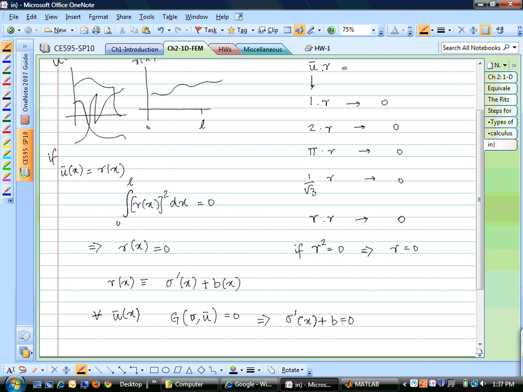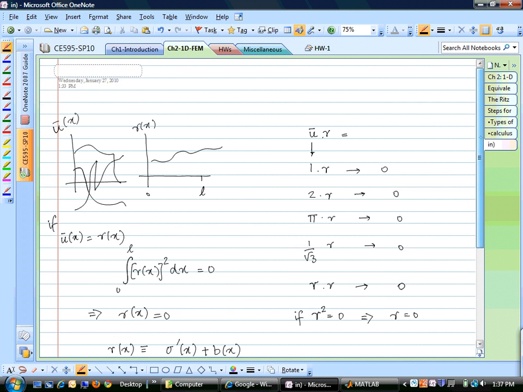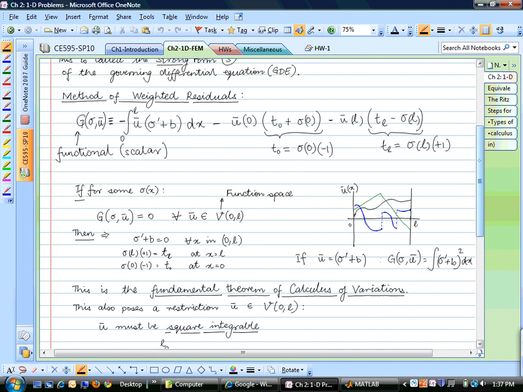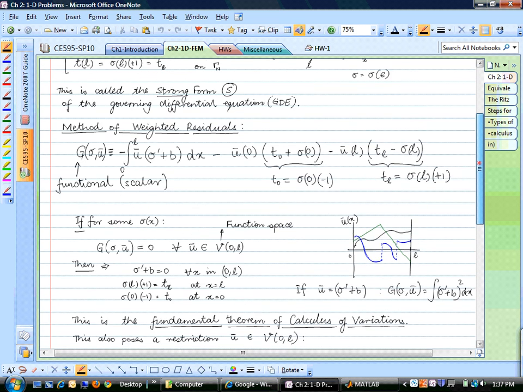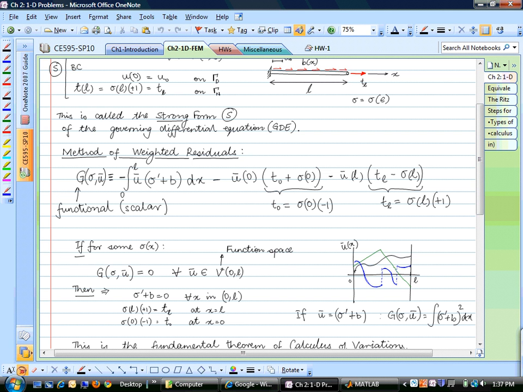Okay, so, all right. So let's go back to this. And the reason I went over this is because this is the basis of all the finite elements that we are going to be studying. This theorem of calculus of variations is very important to us. So we said that, okay, now that if we choose all u bar, then this is going to be satisfied.